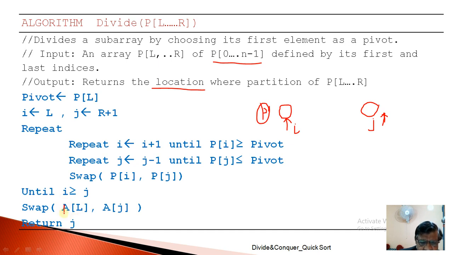Okay, this should be P, of course, very sorry. P of L should be exchanged with P of J. P of L is the pivotal element and P of J is the element where the pivot should go and occupy the position.